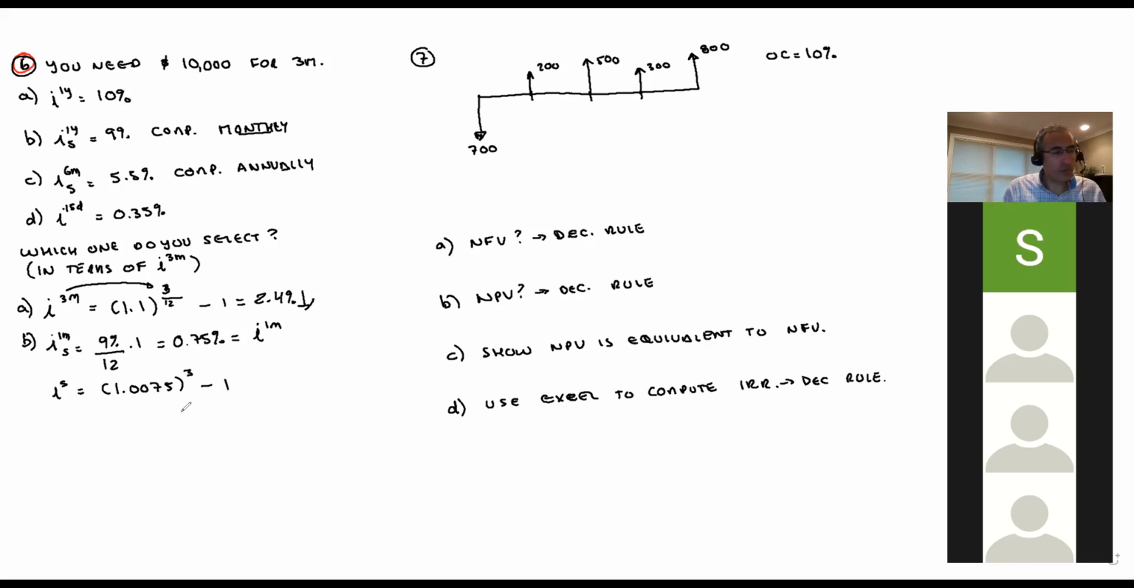And I obtained 2.27%, more or less. Someone can confirm this one? Yes, confirmed. 2.27%. Perfect. Now let's go to C.